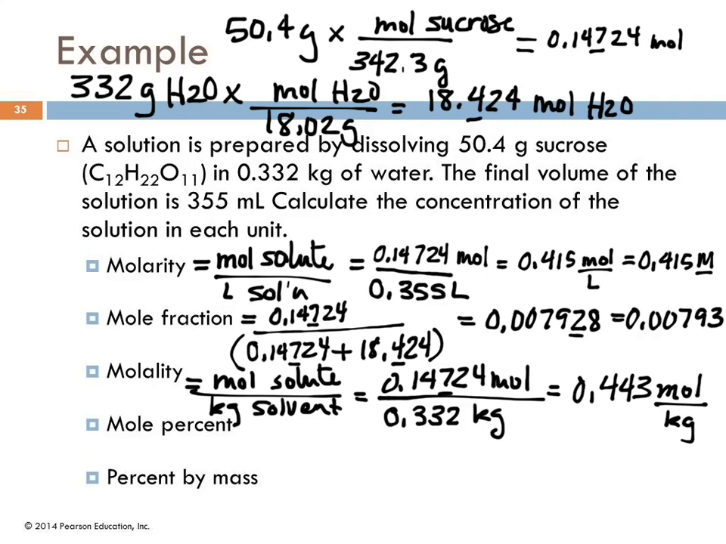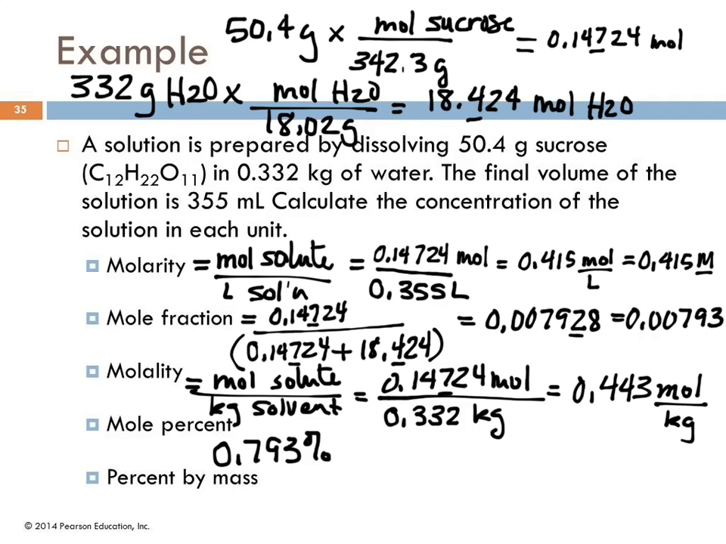Mole percent. That's just the mole fraction times 100. So all we have to do is take this number that we already calculated and multiply by 100. So that's going to be 0.793%. Now, on a test, do it on your calculator, because I've seen people do some pretty dumb things doing math in their heads.